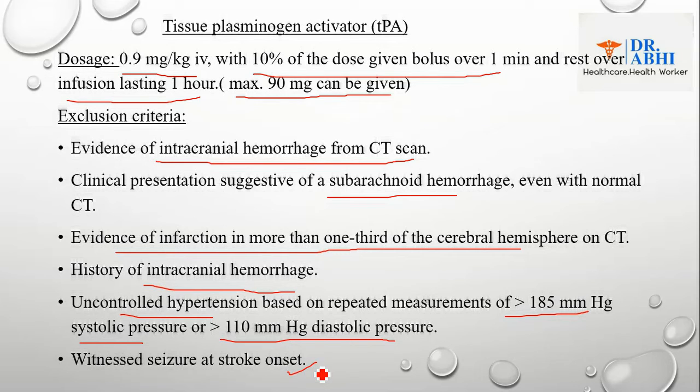If these exclusion criteria are not met, then we can give the tissue plasminogen activator according to the doses that I have earlier explained. So keep in mind that the dosage is 0.9 mg per kg IV, with 10% of the dose given as a bolus over 1 minute and the rest as an infusion lasting for 1 hour. The maximum dose is 90 mg, irrespective of the weight of the patient.